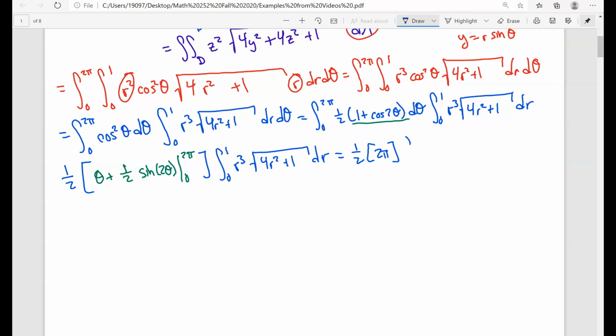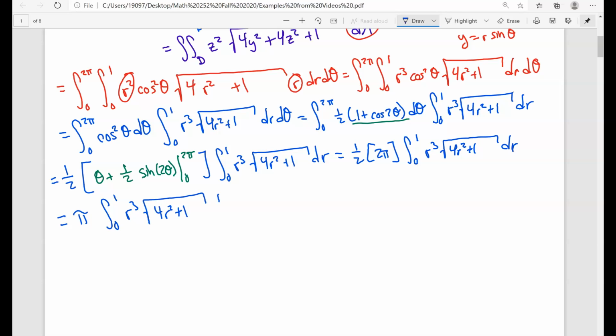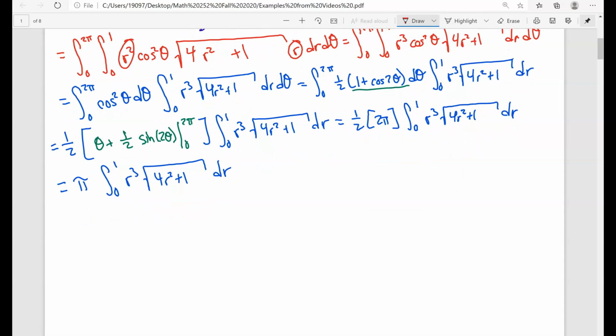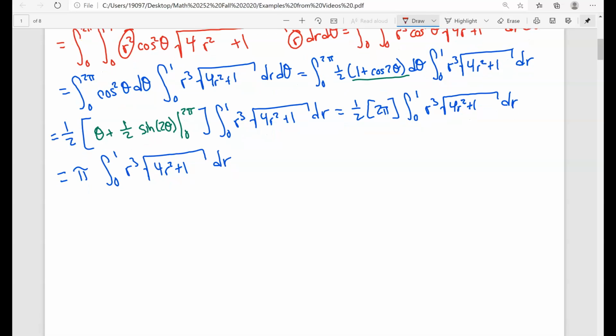And then we're just going to be left with the integral from 0 to 1, r cubed square root of 4r squared plus 1 dr. So we finally arrive at this point. So we got pi times the integral from 0 to 1 of r cubed square root of 4r squared plus 1 dr. So here's where we have a couple options. One of the things that you can do is use trig sub. Trig sub is kind of annoying. I would not want to use that one.